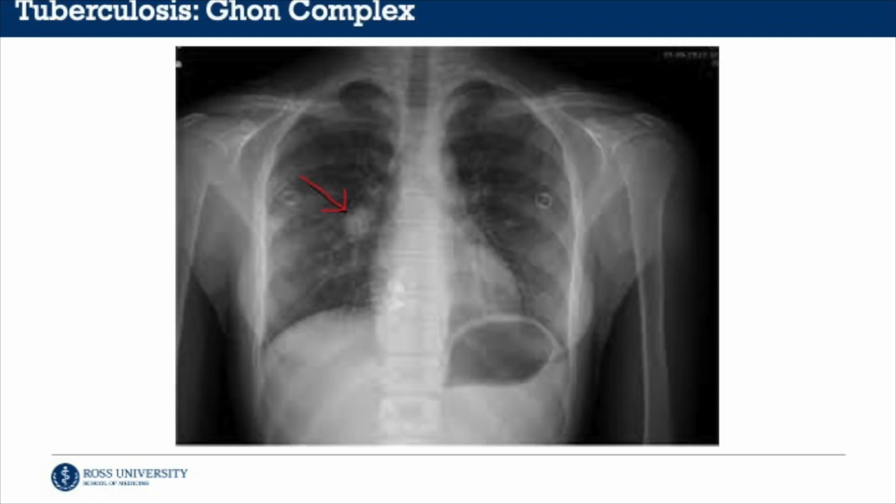Here is an example of tuberculosis in a patient, and specifically the formation of a Ghon complex. A Ghon complex is the granuloma formation typically in the middle or lower zones of the lung in combination with the transient hilar and/or parenchymal lymphadenopathy and some overlying pleural reaction.